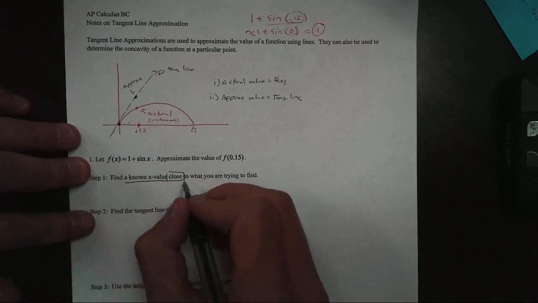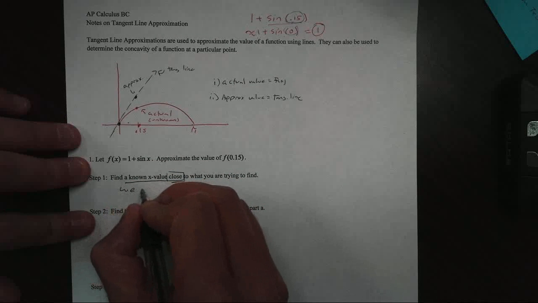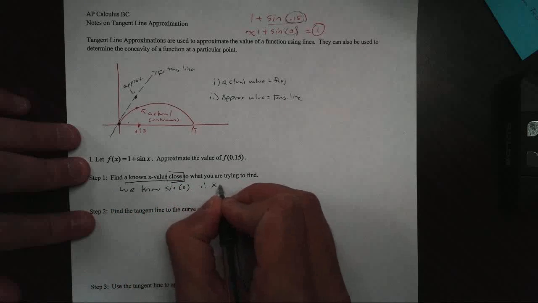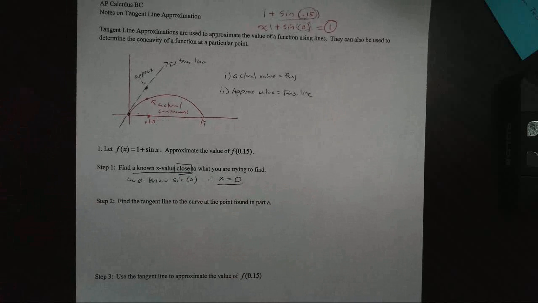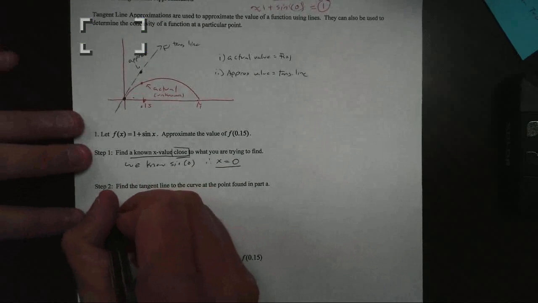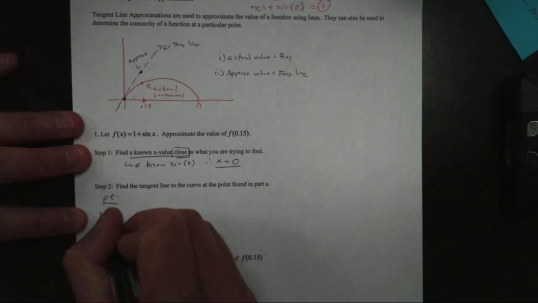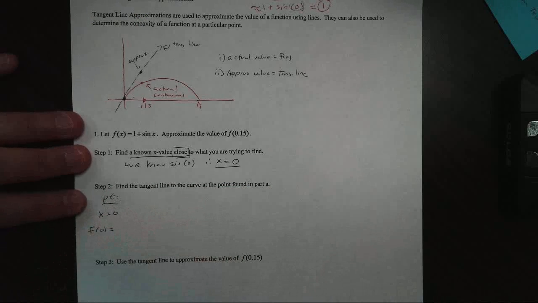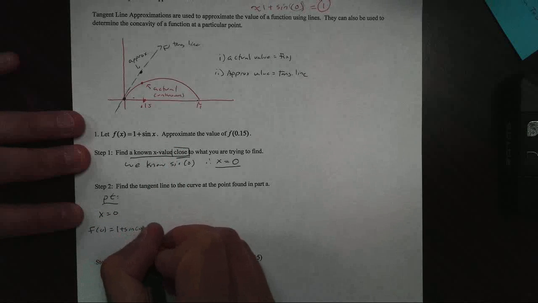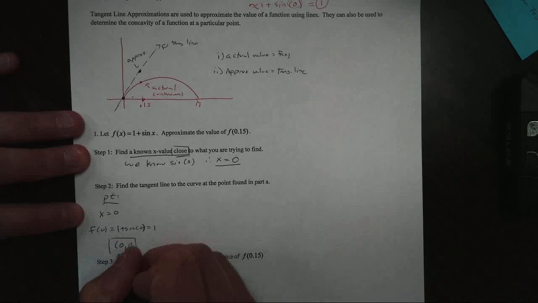So we want close. That's the key word. So we know the sine of 0. Therefore, I'm going to let x be 0. I pick an x value, a known value. Next, I write my tangent line. Well, we know how to write a tangent line. We need a point. x is 0. I need to find the y value, f of 0. I get that from the original function, 1 plus sine of 0. We get 1, so we get the point (0, 1).